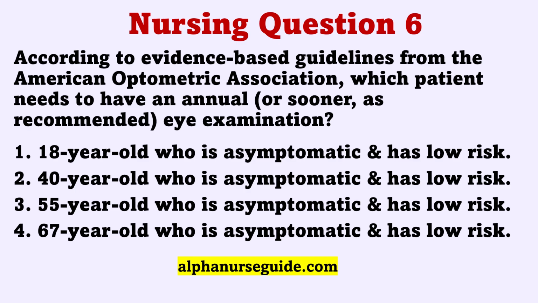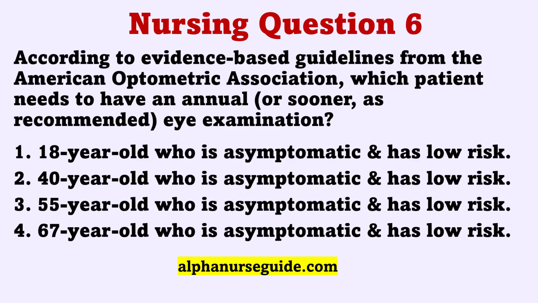The correct answer is 4. 67-year-old who is asymptomatic and has low risk. People 65 years or older are advised to have eye examinations annually or even more frequently, even if they have low risk. People who are 18 to 64 years old with low risk are advised to have eye examinations at least every 2 years.